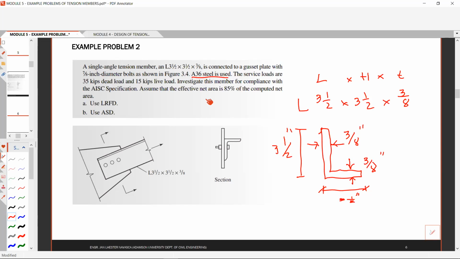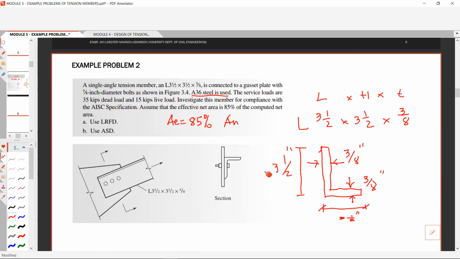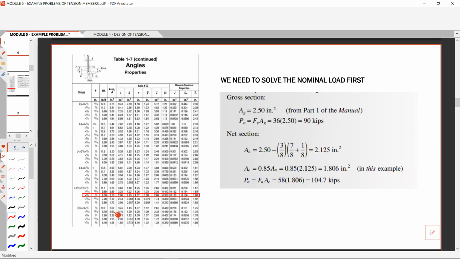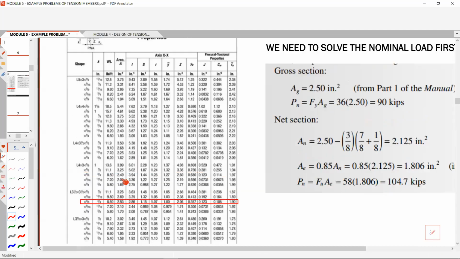Okay, and take note that we are assuming that AE is equal to 85% of your AN. So that is all our given. If you check the AISC specification, don't worry, I will give the necessary parameters for the properties of the section.